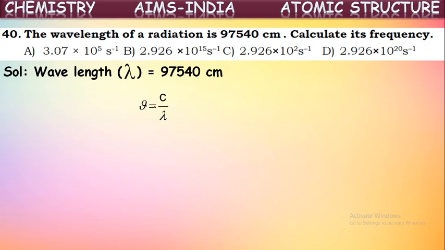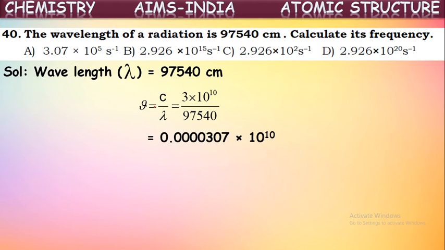So what relation we are having here? Nu is equal to c by lambda. We know c is the velocity of light. So if we substitute these two values, velocity of light is 3 into 10 to the power of 10 centimeters per second, and lambda value already it is given in centimeters itself. So if we substitute these values and calculate, we get 3.07 into 10 to the power of 5 second inverse. It is a frequency, which is the first option.